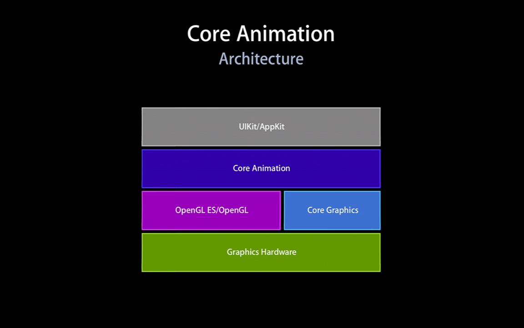So, it's common to use this kind of block diagram with UIKit or AppKit at the top and the graphics hardware at the bottom. Core Animation is a framework that fits in between there. It uses Core Graphics. It uses OpenGL, either ES or OpenGL, depending on the platform. And they, in turn, talk to the graphics hardware.